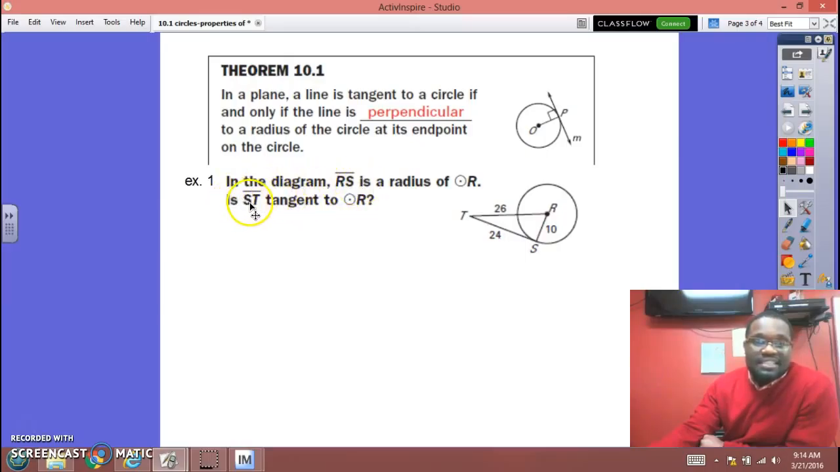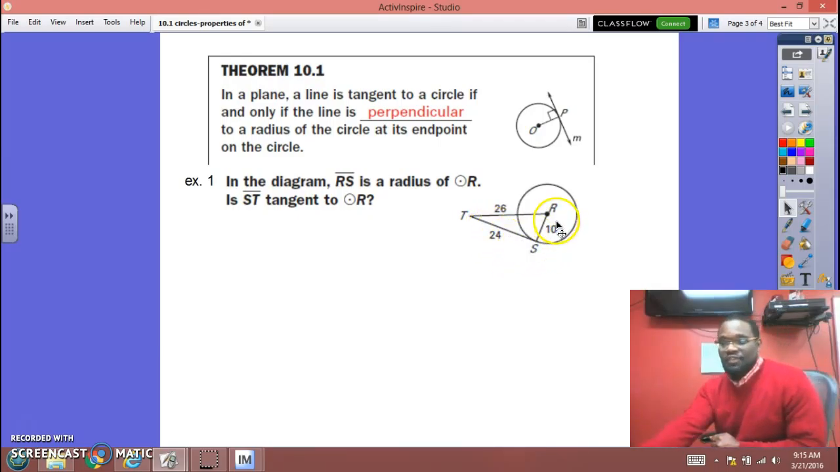Is ST tangent to... so they're asking, is this tangent to this? And you know how we prove that? We know all three sides. So how do you think we're going to prove that this is tangent? Well, if you said that the Pythagorean theorem should be proved, you're absolutely right.